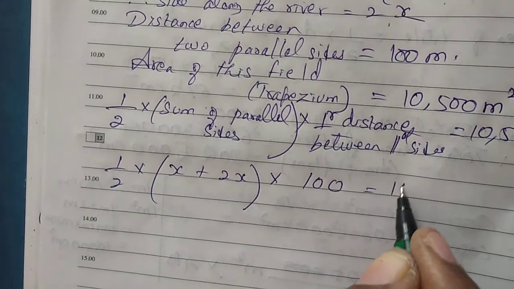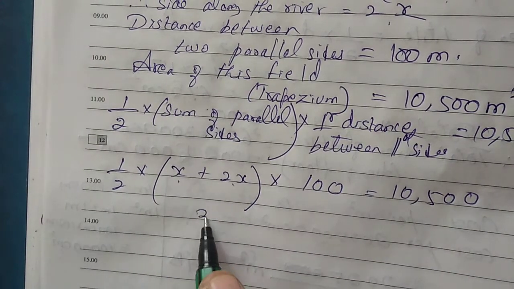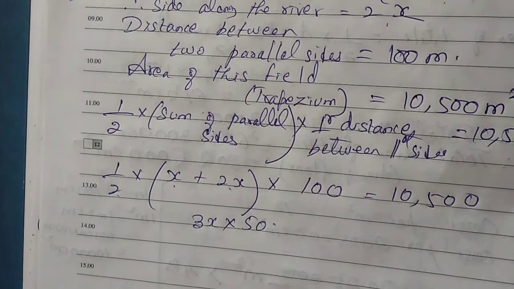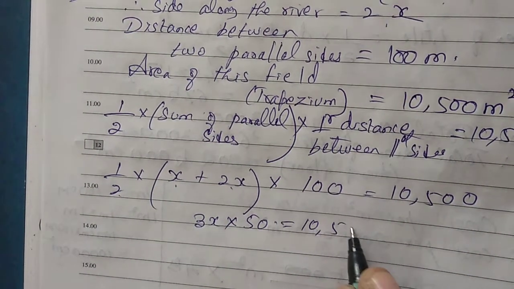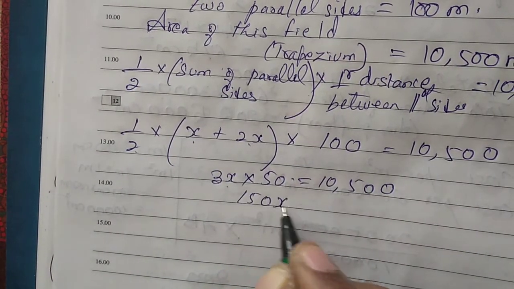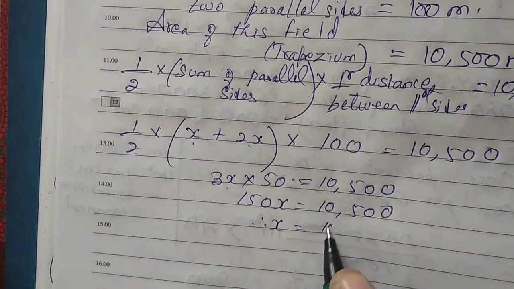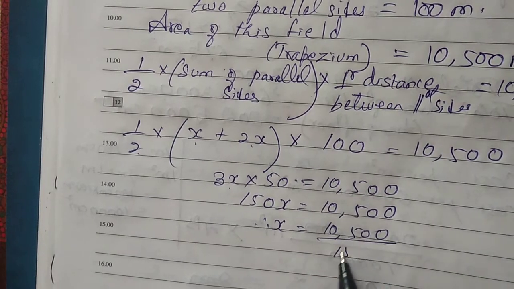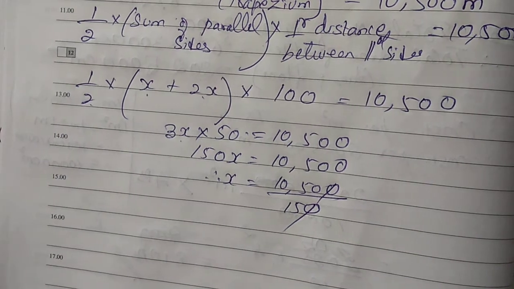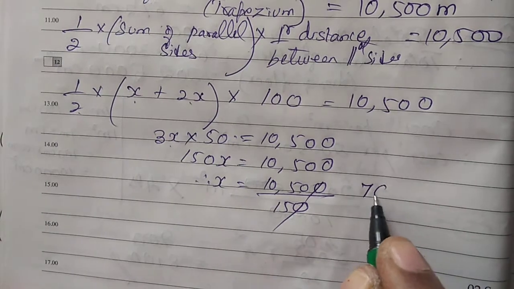Now when we simplify, x plus 2x will become 3x. This 2 will go in 100. It will become 50 times. 3x into 50 is 10,500. So 3x into 50 is how much? 150x is 10,500. Therefore, x will become 10,500 divided by 150. 10 gets cancelled. Now 15 will go in 105 7 times and 0 is there. So 70 meter. But what is x for us?